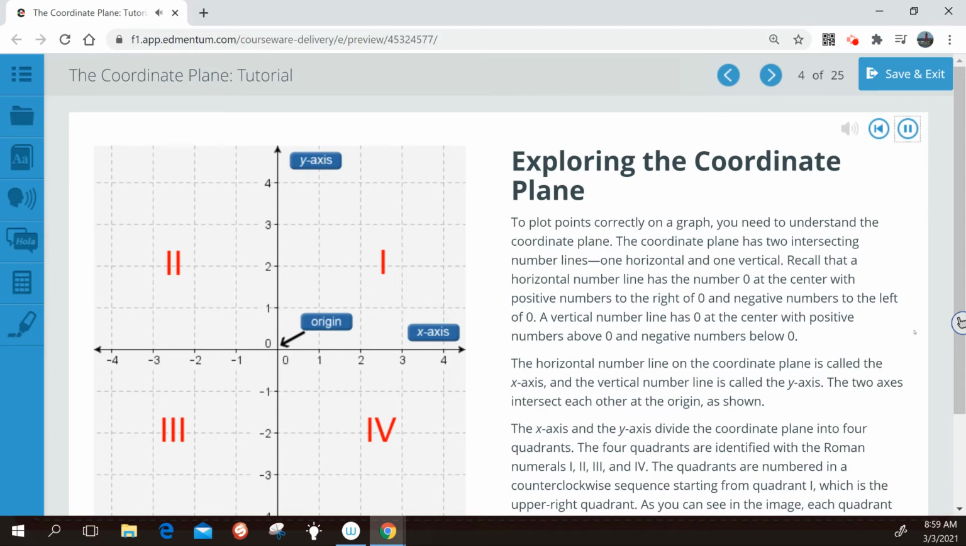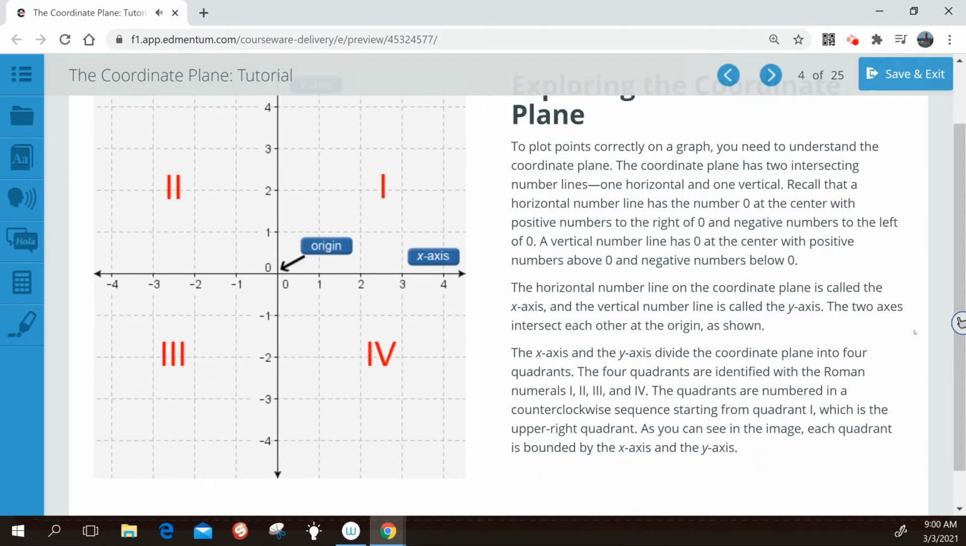The horizontal number line on the coordinate plane is called the x-axis, and the vertical number line is called the y-axis. The two axes intersect each other at the origin, as shown. The x-axis and the y-axis divide the coordinate plane into 4 quadrants. The 4 quadrants are identified with the Roman numerals 1, 2, 3, and 4. The quadrants are numbered in a counterclockwise sequence, starting from quadrant 1, which is the upper right quadrant. As you can see in the image, each quadrant is bounded by the x-axis and the y-axis.